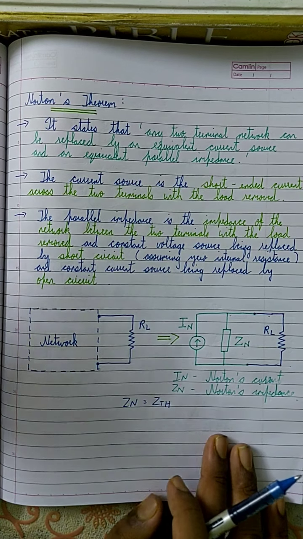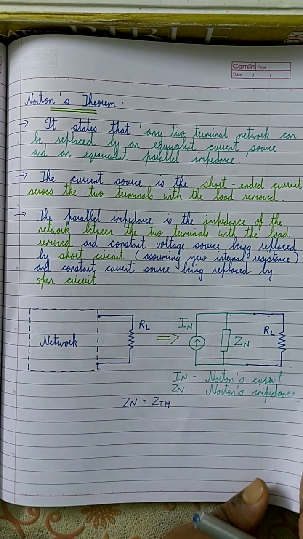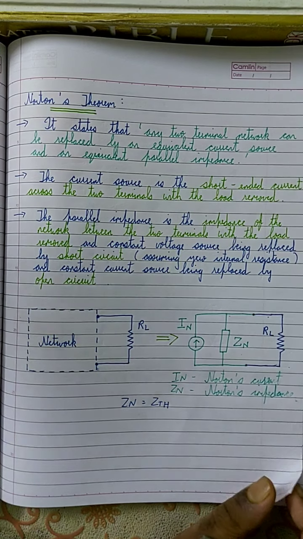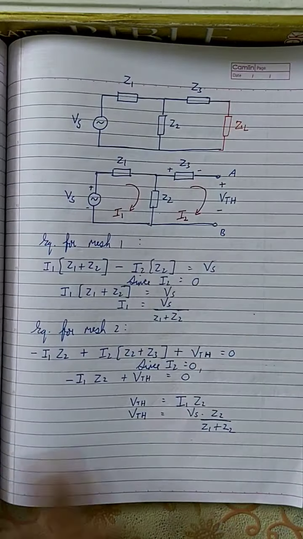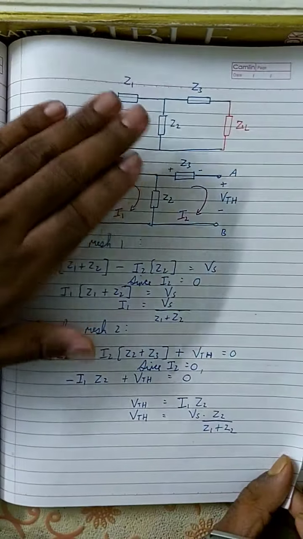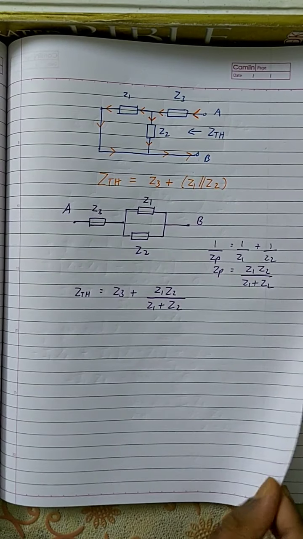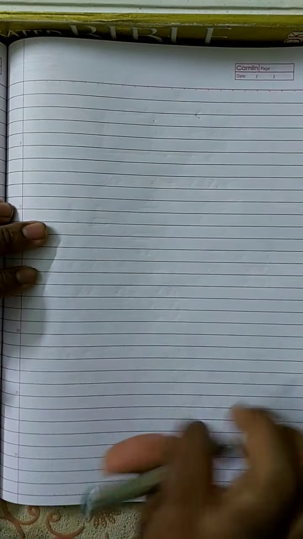So there is no difference in finding the impedance. This is exactly how you found it in Thevenin's theorem. So let me use the same circuit to help you understand Norton's theorem. To understand Norton's theorem, I'm going to draw the same circuit.